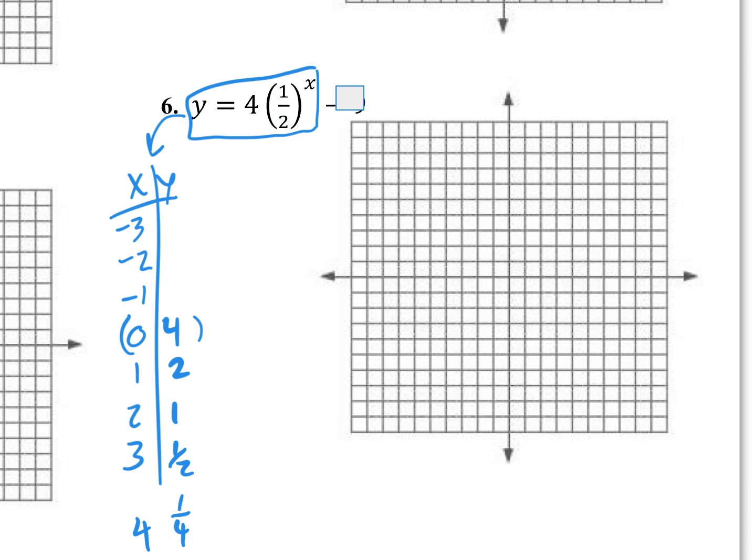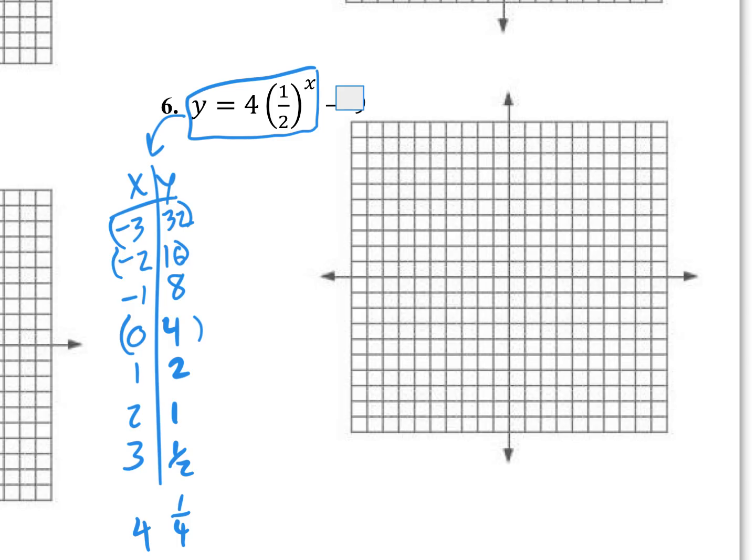So going backwards, if you say 1/2 times 2, that'd be 2/2, which is 1. 1 times 2 is 2. 2 times 2 is 4. 4 times 2 is 8. 8 times 2 is 16. 16 times 2 is 32. Obviously, you're not going to use that guy or this guy. That's off the 10 by 10 graph.